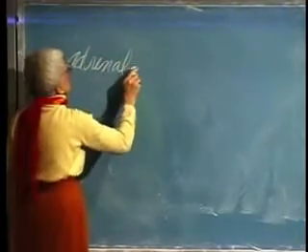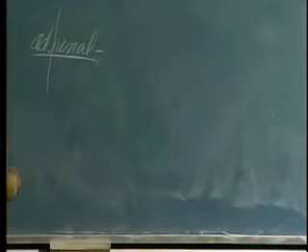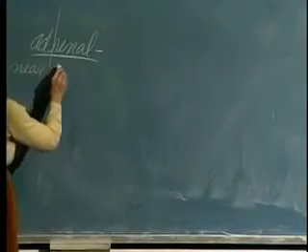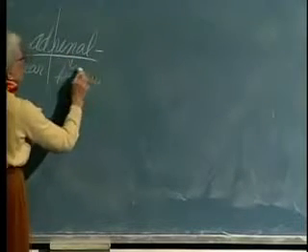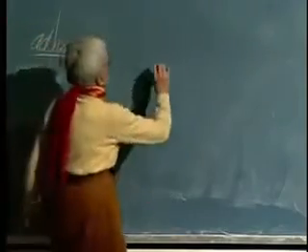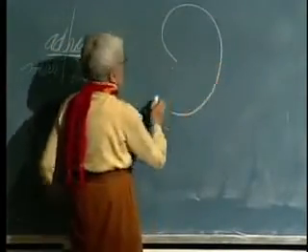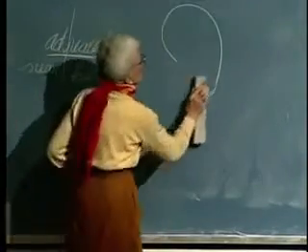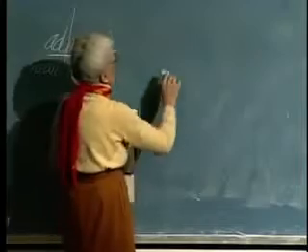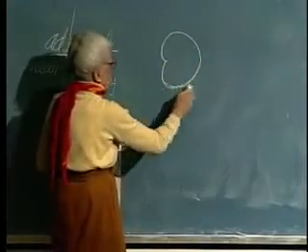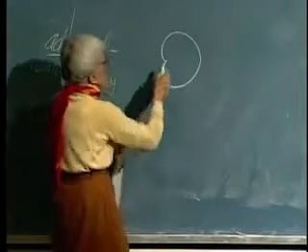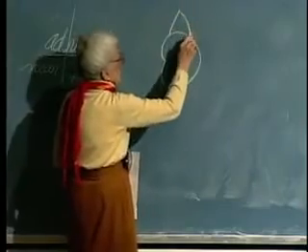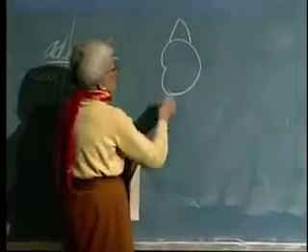Be the adrenal. What's it mean? Add, near, renal, kidney. So we'll see. Have our kidney. And on the superior pole of the kidney, just like a little hat up here, will be the adrenal gland.